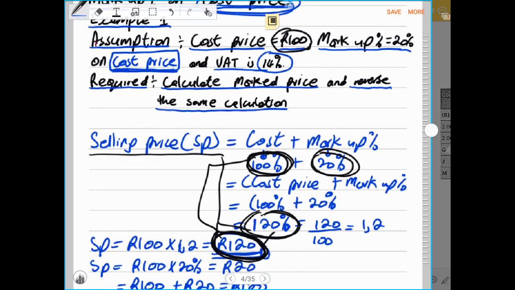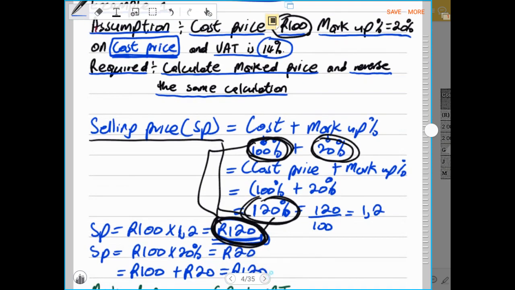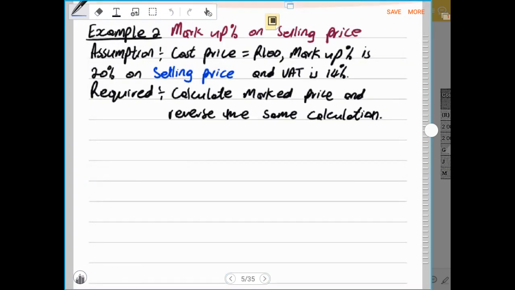So now this is the first part of the exercise. The second part, which is example number 2. Example number 2 is when the markup percentage is on the selling price. How do you deal with that?